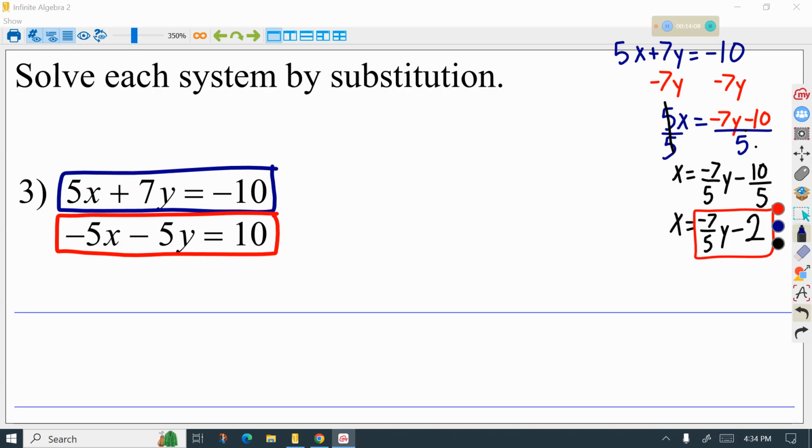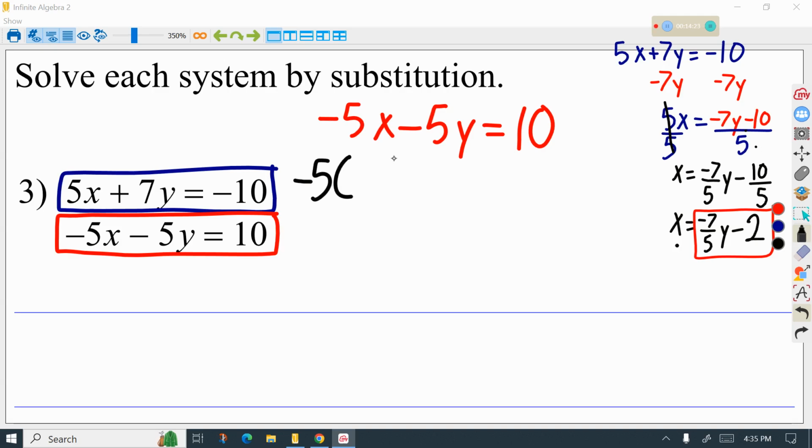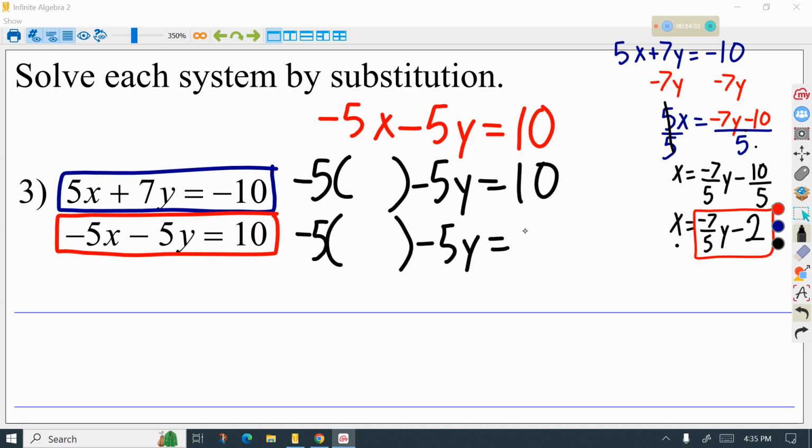Okay, so the next thing we're going to do is copy the other equation. So we got negative 5x minus 5y equals 10. Because we isolated x, I'm going to change the x into a blank parenthesis and leave the y alone. So we put our blank parentheses there and copy everything else. Okay, we did that twice. Now the expression that's going to go in there is going to be negative 7/5 y minus 2. So we're going to put that right here, negative 7/5 y minus 2.